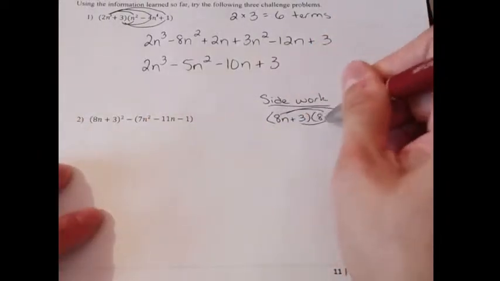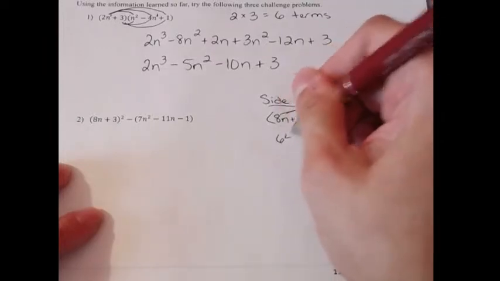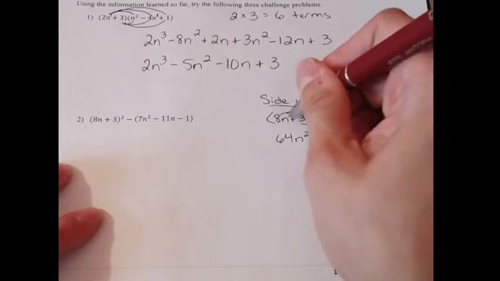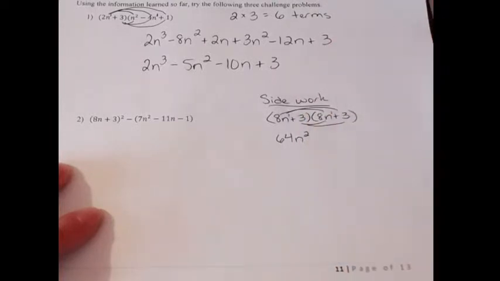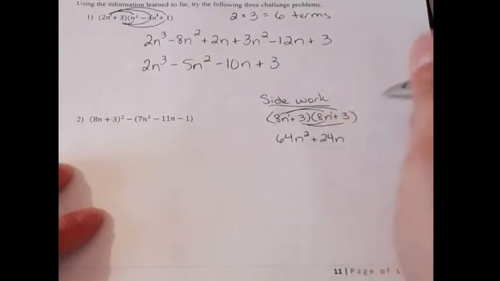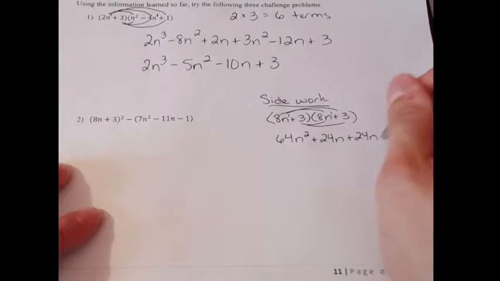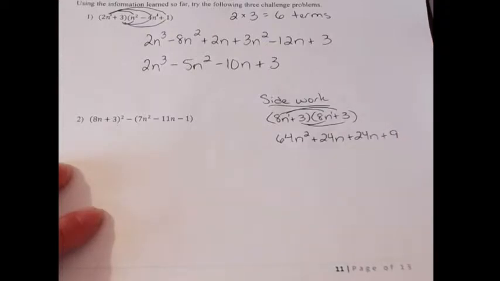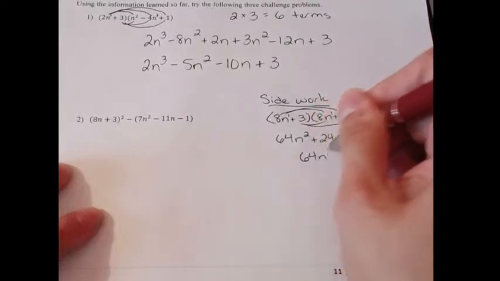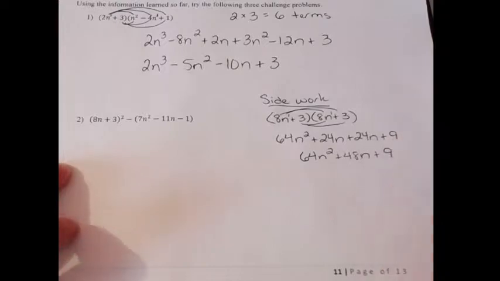So we distribute. 8n times 8n is 64n to the second power. Remember, you keep the base, add the powers, right? 8n times 3 is 24n. 3 times 8n is 24n. And 3 times 3 is 9. Awesome. The next thing we're going to do is combine like terms. So we get 64n to the second power plus 48n plus 9.